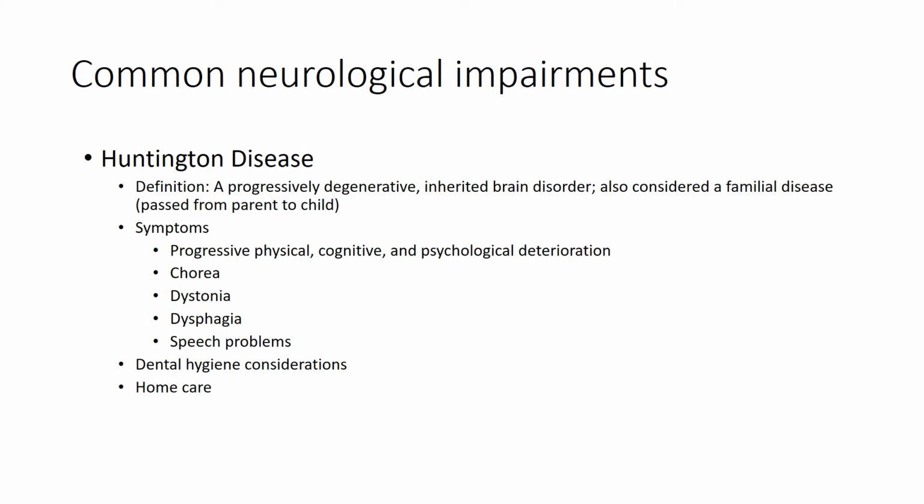Other symptoms are dystonia, which is uncontrolled muscle movements and sort of a writhing of the muscles. The patient can have dysphagia, which is difficulty swallowing, or speech problems. And some of the things you need to consider is you may need to modify your care based on the severity or the progression of the disease. They may need to be cared for at home.